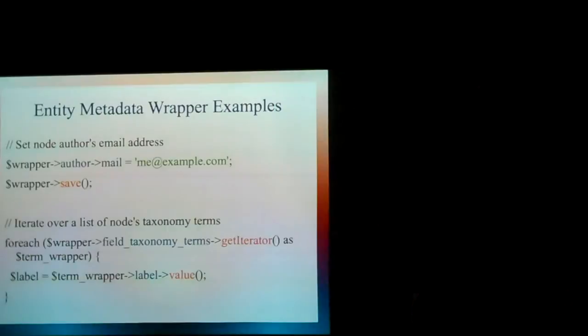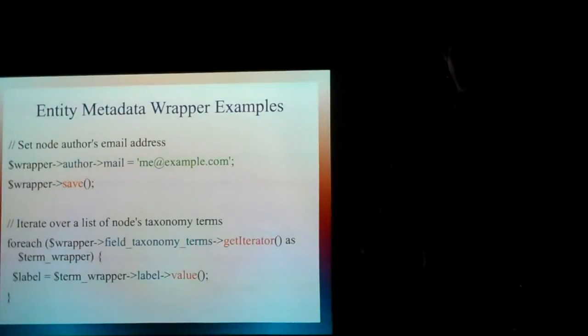Another example is setting a field here. So here I'm just going to set the node author's email address. And once I've got the wrapper, that's as simple as wrapper author mail equals. Really nice. None of those language none, 0 brackets, that's hell. It's horrible. This is so much cleaner, and it helps make sure that everything's there. It intelligently handles multiple value fields as well as single value fields.